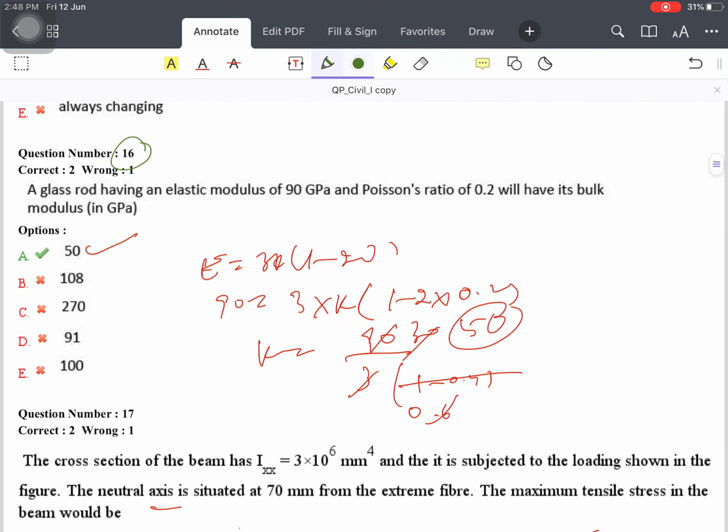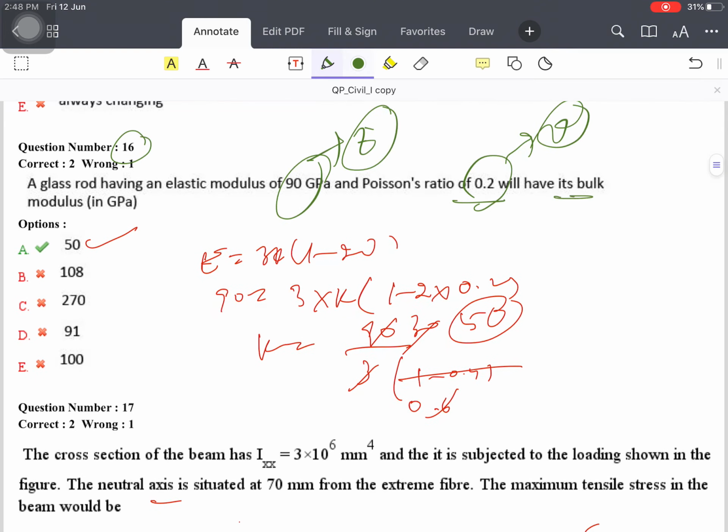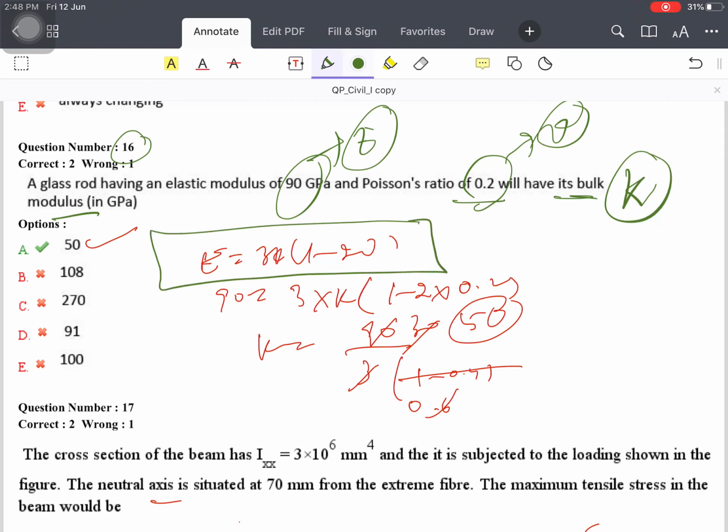Question number 16. A glass rod having an elastic modulus of 90 gigapascal and Poisson ratio nu equals 0.2 will have its bulk modulus K. So we know this formula, E equals 3K into (1 minus 2 nu). By putting the values of E and nu, we'll find the value of K as 50.